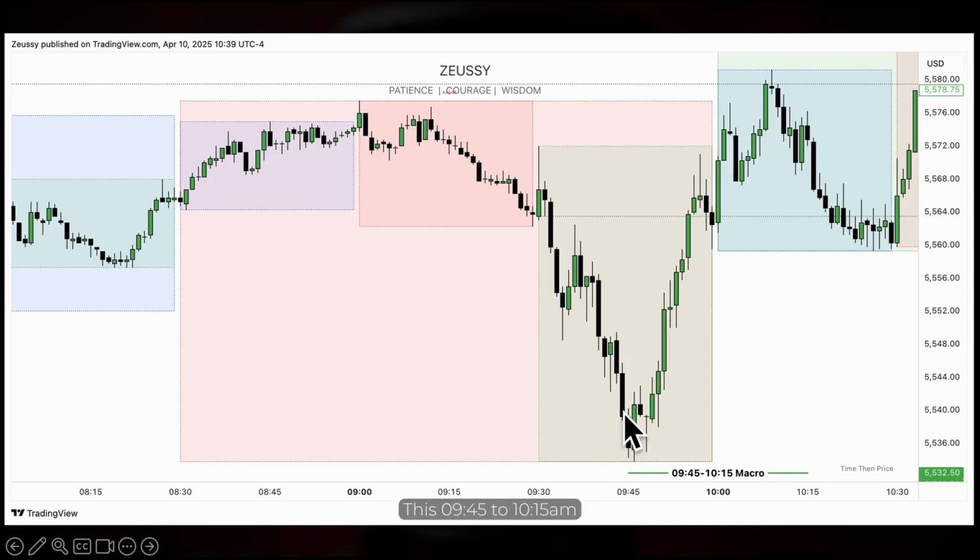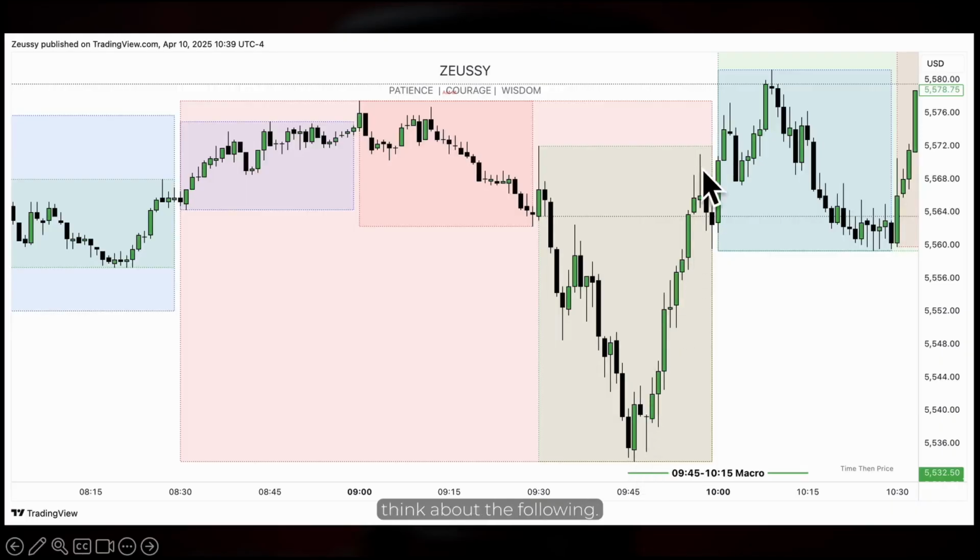This 9:45 to 10:15 a.m. window, guys, man oh man. If you would just focus purely on this macro, you would find all the opportunities which you would ever need to make a living from these markets. What you can see is that at 9:45 a.m. we see a reversal taking place, and we then begin to see the market expand towards the upside.